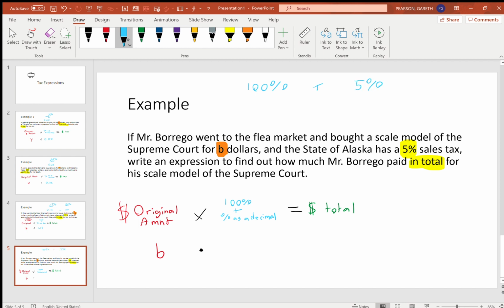Well, 100%, we move the decimal point over 2 times. That's 1. Plus 5%, we move the decimal point over 2 times. That's 0.05. 1 plus 0.05 is 1.05. So B times 1.05 is what you'll use to find out how much Mr. Borrego paid in total for his model.